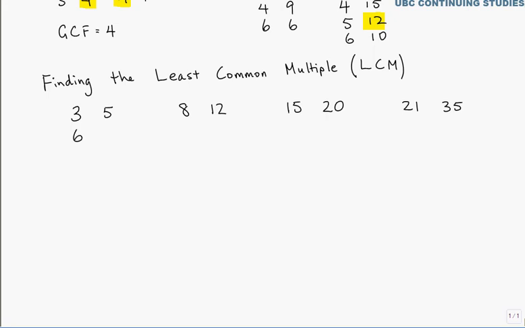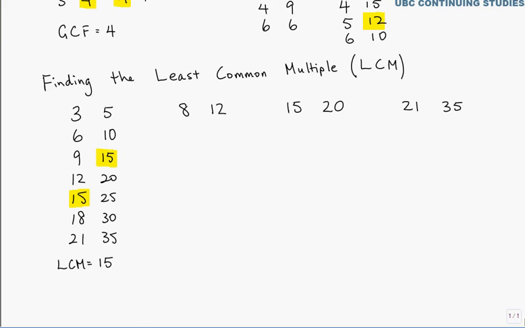So multiples of 3 are 3, 6, 9, 12, 15, 18, 21, etc. Multiples of 5 are 5, 10, 15, 20, 25, 30, 35. Now we really didn't need to list all of these. As soon as we found a common multiple, we could have stopped. And you can see that the lowest or least common multiple is 15 right there. So the LCM, we say, is 15.